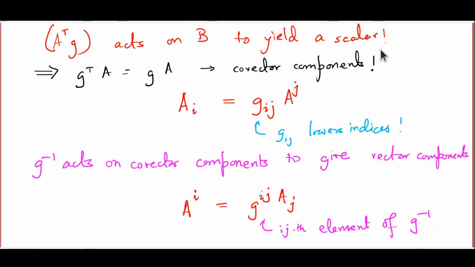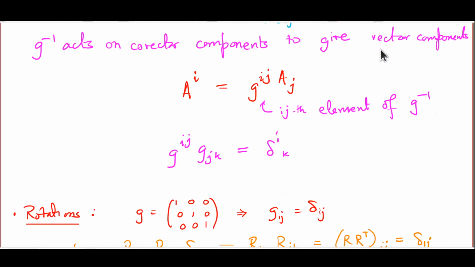And of course, because G upper ij is the ijth element of G inverse and G lower jk is the jkth element of G, G upper ij and G lower jk contracted, summed over j, would simply give you the ikth element of the identity matrix, the product of G inverse and G, and that is delta i k. This is a formula that we will need several times later on.